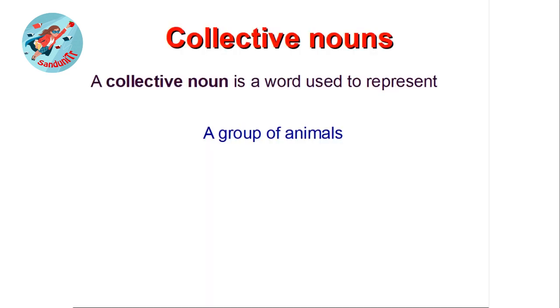Again, a collective noun is a word used to represent a group of animals.